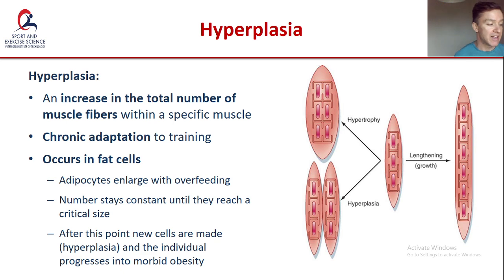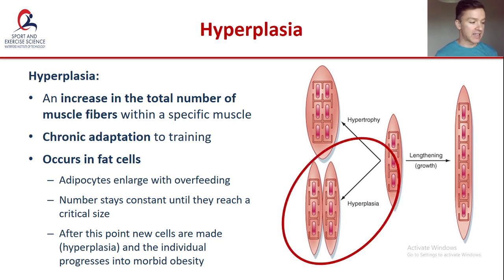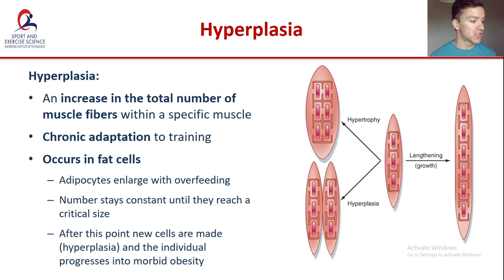So in humans, fat cells can multiply in number, and they can enlarge with overfeeding. If we overeat, the number of adipocytes, that is the proper name for a fat cell, will enlarge.